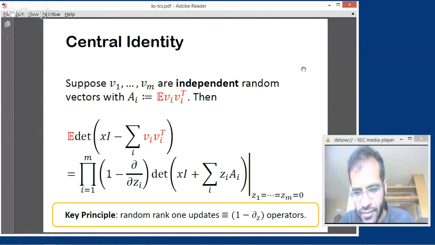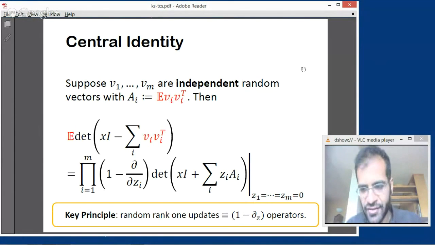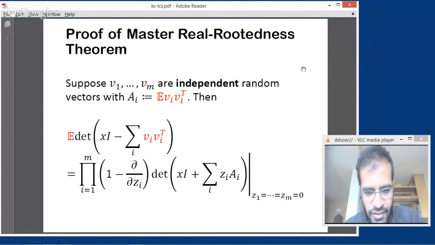Okay. So in the univariate setting, you have a random rank 1 update. In the multivariate domain on the other side, you have a partial differentiation operator with respect to a variable. Okay, so you can try to prove this. It's a good exercise. But once we have this, just the mere existence of this representation pretty much proves the theorem, right? So here's the proof.